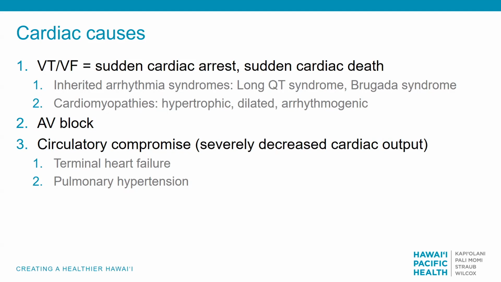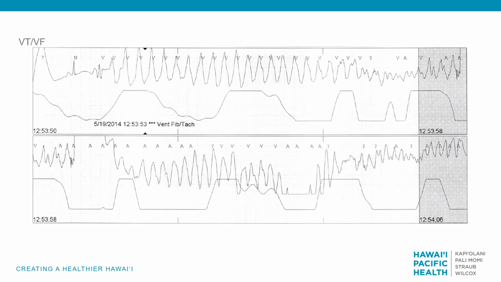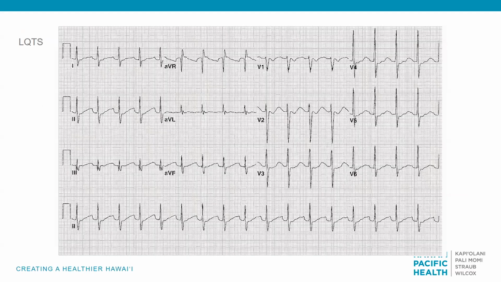The other one is AV block. And then the third one is circulatory compromise in decompensated heart failure. So when you think about this, you can think of what you need for diagnosing them. The diagnosis usually comes with EKG or echocardiogram. Here is an example of how you can have ventricular tachycardia in a patient with an underlying long QT syndrome.